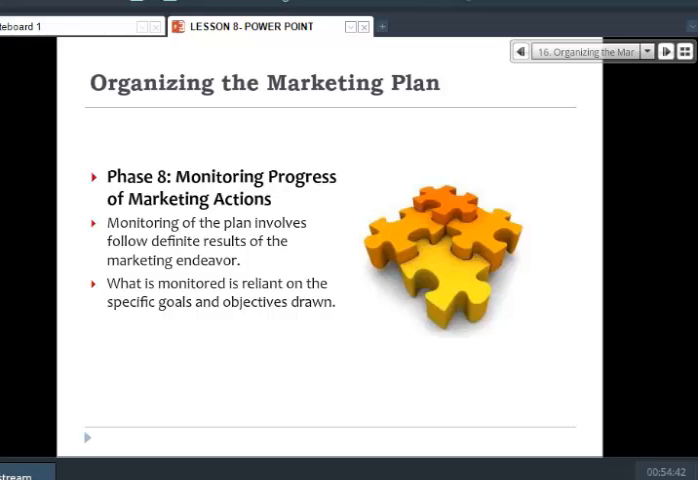Phase 8, the last one, is monitoring the progress of the marketing plan. Monitoring of the plan involves following the definite results of the marketing attempt. What is monitored is reliant on the specific goals and objectives drawn.